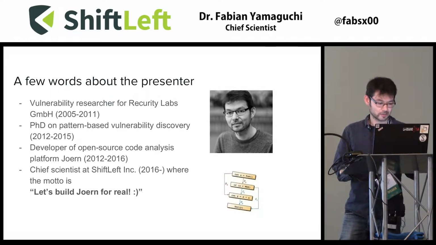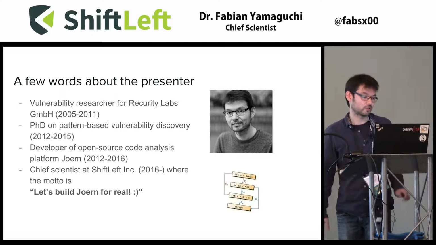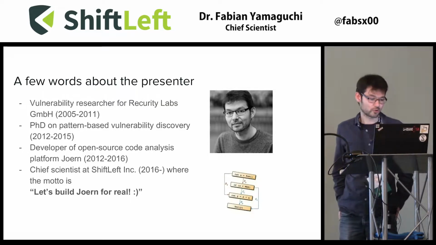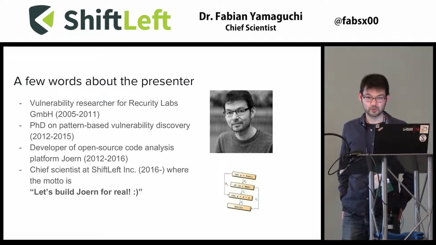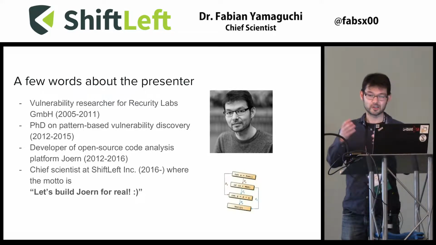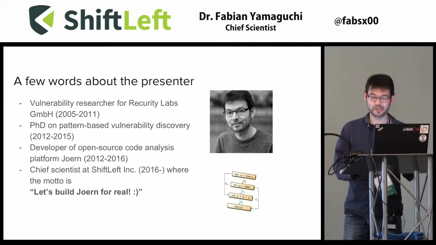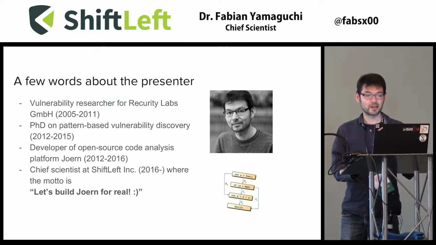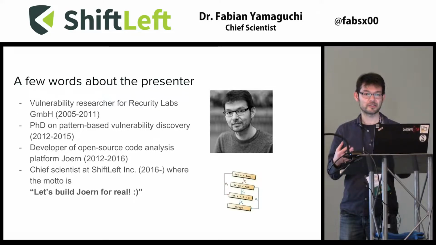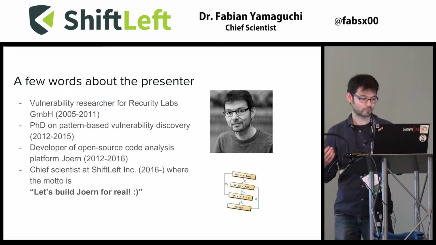And part of that work led to the development of an open source code analysis platform called Yearn. Yearn would construct a graph of your code, import that into a graph database, and then you would be able to query that graph for interesting patterns in your code, and specifically for patterns that are related to vulnerabilities.